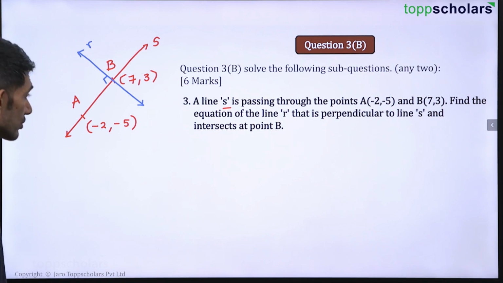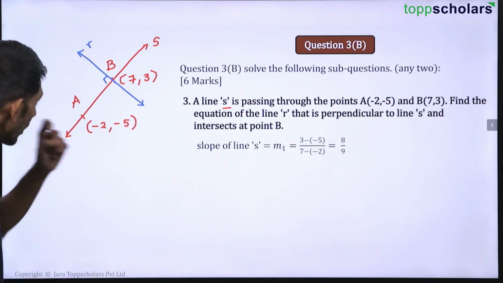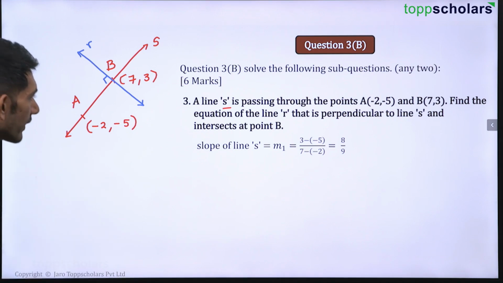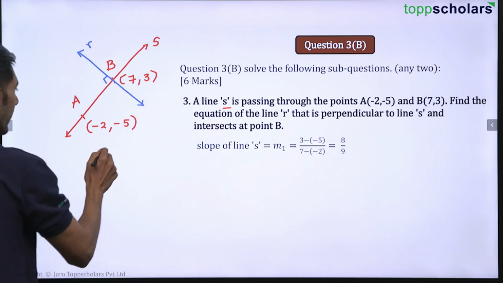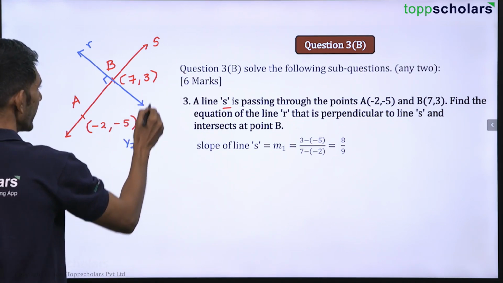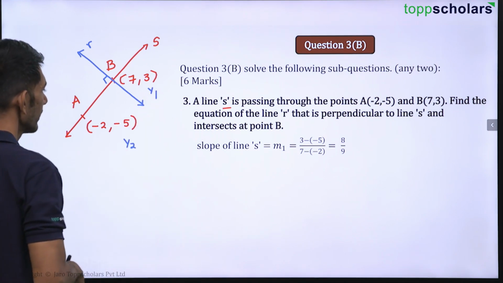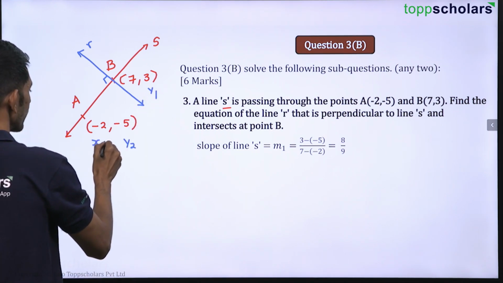Okay, so let us see the solution now. So can we find out the slope of S? How do we find out the slope? The slope is given by (y2 minus y1) by (x2 minus x1).